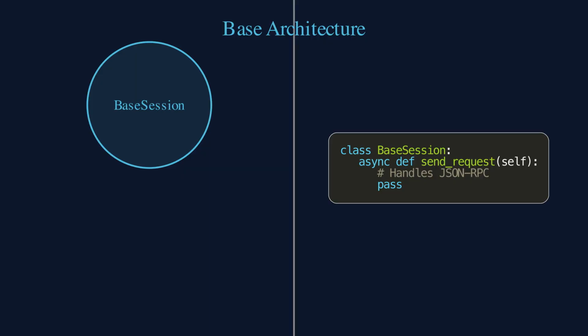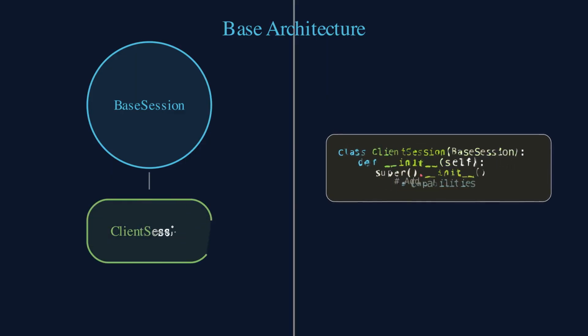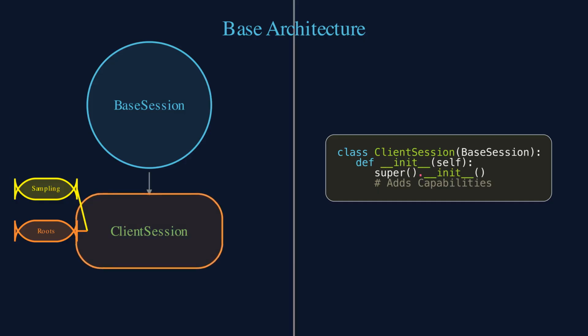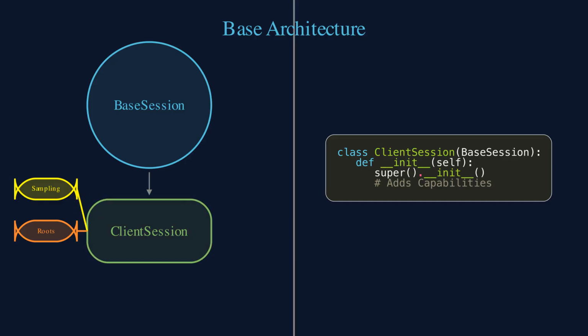It's the foundational system that handles sending requests and processing results. Whether you are building a server or a client, you are inheriting from this base. But today, we care about the client session. While the base handles the plumbing, the client session is where the magic happens. It's responsible for three major capabilities that turn a static connection into a dynamic agent workflow: sampling, routes, and elicitations. Let's break these down, one by one.